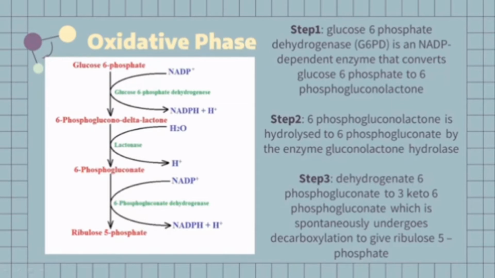So in this process, NADPH is formed in this reaction and it is a rate-limiting step. Step 2. 6-phosphogluconolactone is hydrolyzed to 6-phosphogluconate by the enzyme gluconolactone hydrolase.